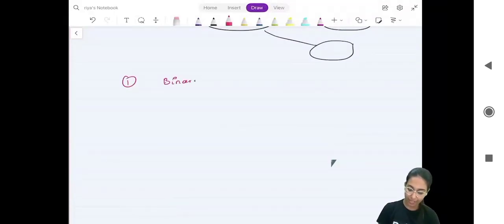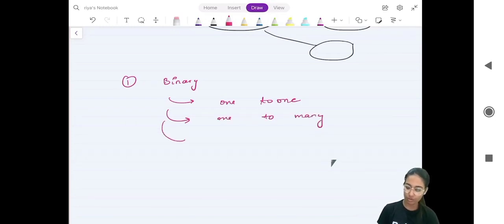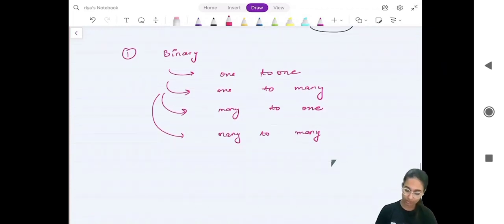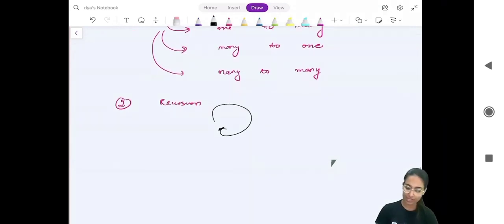We have binary. In binary we have one-to-one, where one student takes one course, and every course has one student. One to many: one student, many courses, every course one student. Many to one: one student, one course, but a course will have many students. Many to many: one student can take many courses, and a course can have multiple students. Recursive: this is typically how the concept of recursion works. You have a relationship with yourself.